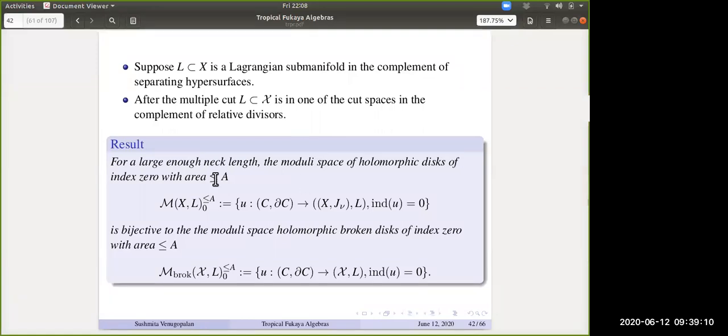The theorem we obtain as a result is that if we restrict to any area bound, and I only consider zero-dimensional moduli spaces, the index zero disks in an unbroken manifold are bijective to index zero broken disks. So that's the theorem.